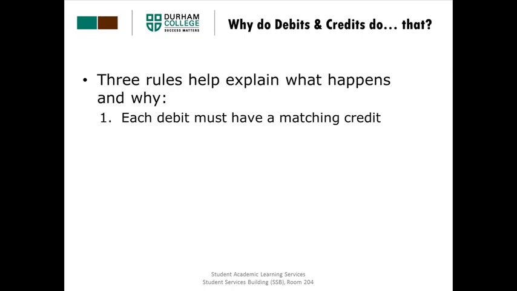First, each debit must have a matching credit, or vice versa. When recording a transaction, the double entry system of accounting references a minimum of 2 accounts. One will be debited, the other credited. By recording the transaction in 2 accounts, a company can explain what they have and why they have it.